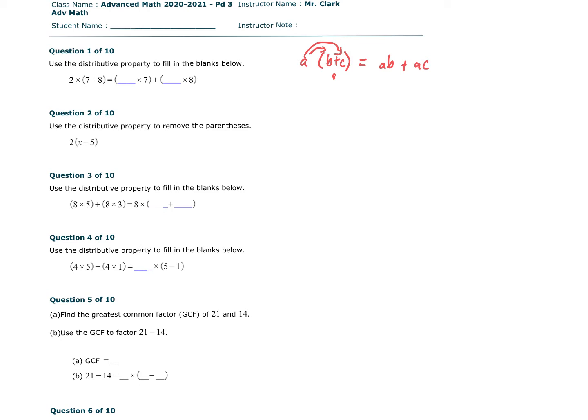So over here we have 2 times 7 plus 8. We have 2 times 7 plus 2 times 8. Okay, then we could solve. The next one's similar. So we have 2 times x. Then we have minus, not plus, 2 times 5. Okay, then we can simplify 2 times 5, so it's 2x minus 10. Okay, that's a review of yesterday.